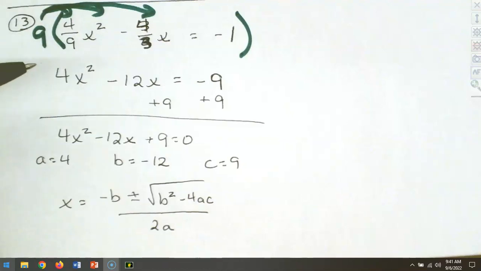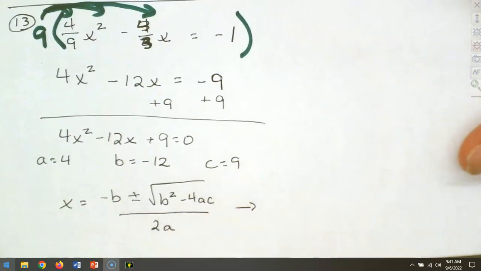So what do we do? We clear out our fractions. In this case, it was easy. We multiplied it by 9. Then we get our A, B, and our C. I like to write up our quadratic formula each time. That way it just reinforces it. And then I fill it in.